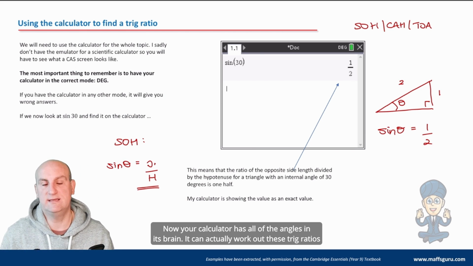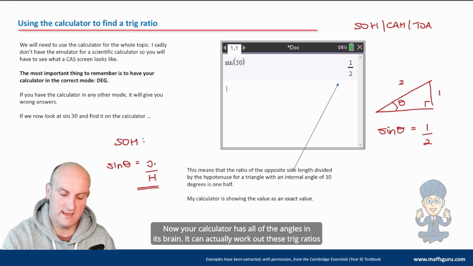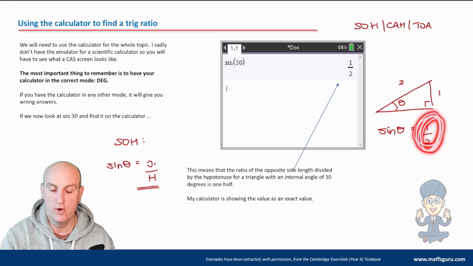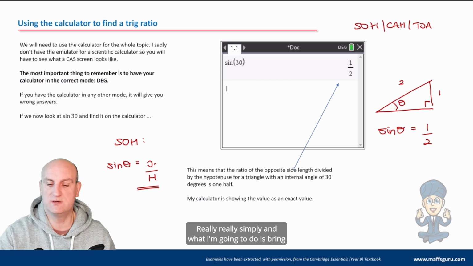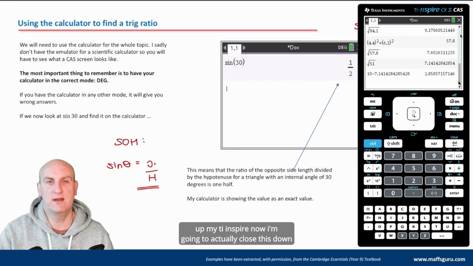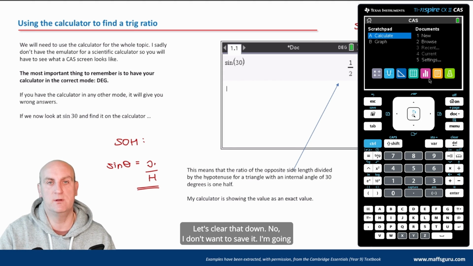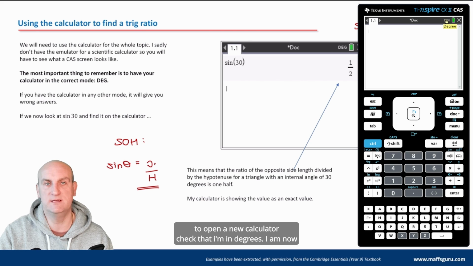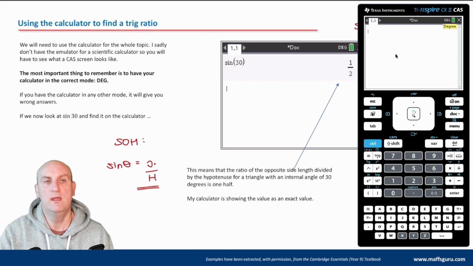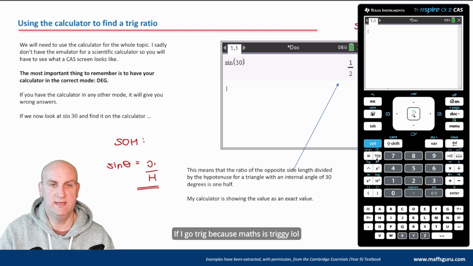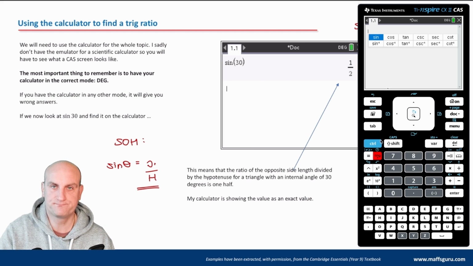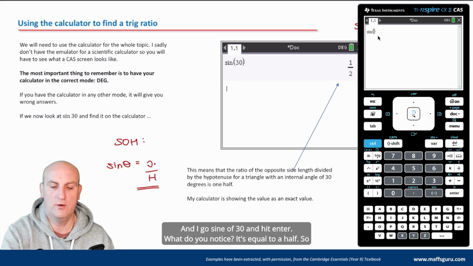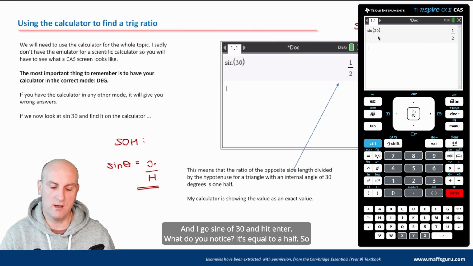Now, your calculator has all of the angles in its brain. It can actually work out these trig ratios really, really simply. And what I'm going to do is bring up my TI Nspire now. I'm going to actually close this down. Let's clear that down. No, I don't want to save it. I'm going to open a new calculator, check that I'm in degrees. I am. Now, if I go trig, because maths is triggy, lol, and I go sine of 30 and hit enter, what do you notice? It's equal to a half.